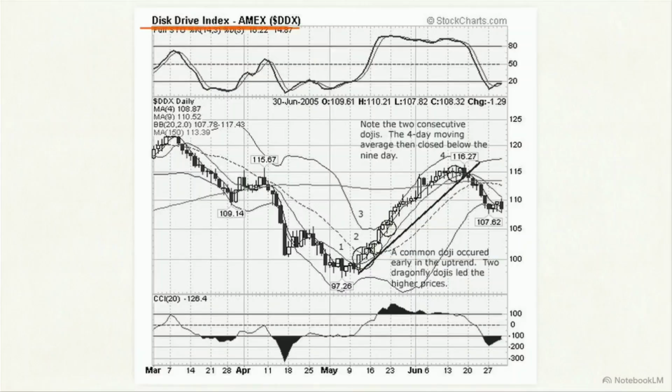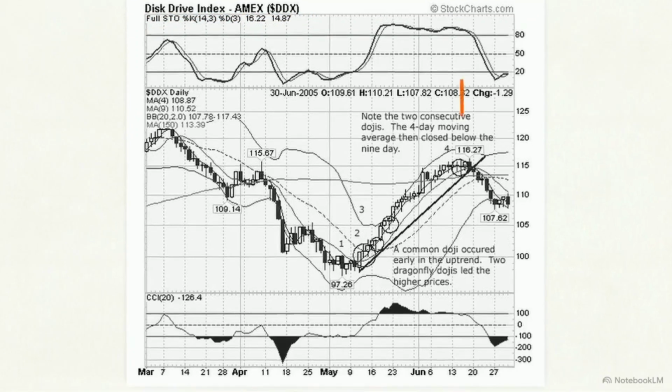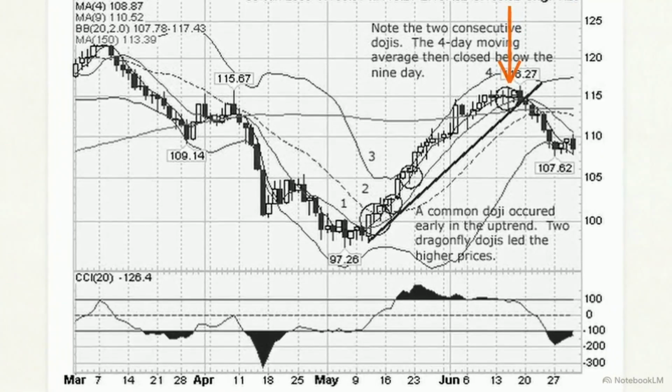This is a daily chart of the Disk Drive Index following a 20% rally. In mid-June, 2 consecutive dojis form, labeled here as number 4. These dojis signal a stalemate against the upper Bollinger Band. However, shorting here is reckless without confirmation. To enforce the rule of 2, we look to the 4-day and 9-day moving averages.